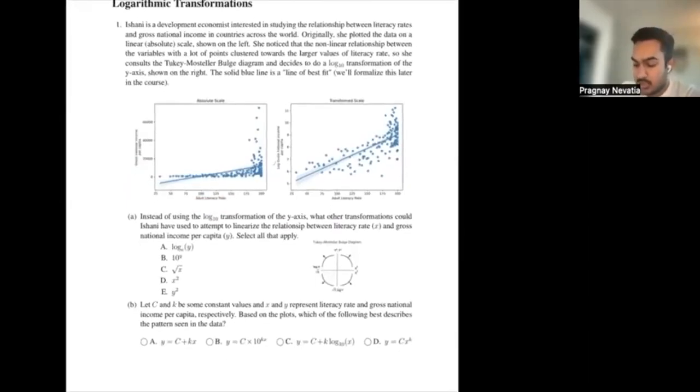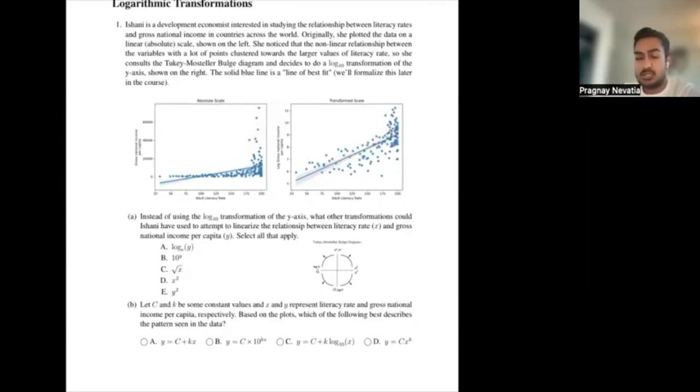Before I get into that, here we are basically taking the log of the y-axis to generate this plot over here. And this is again the log gross national income per capita. And you'll see that this data, which used to be of this kind of shape, is now much more linear with respect to the axes. So this is how transformations help us.